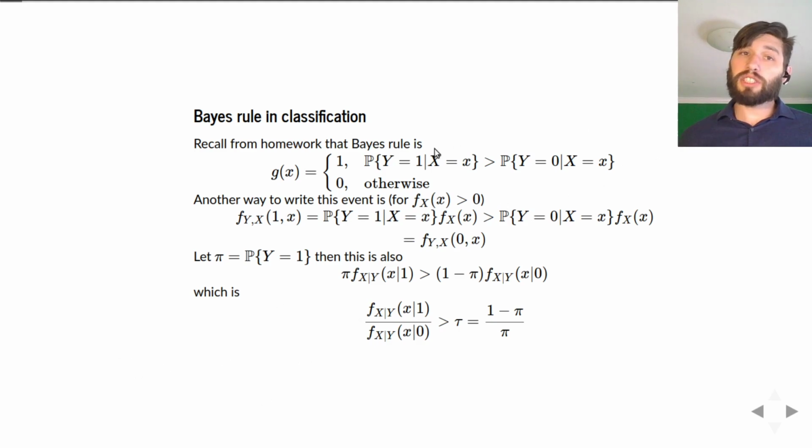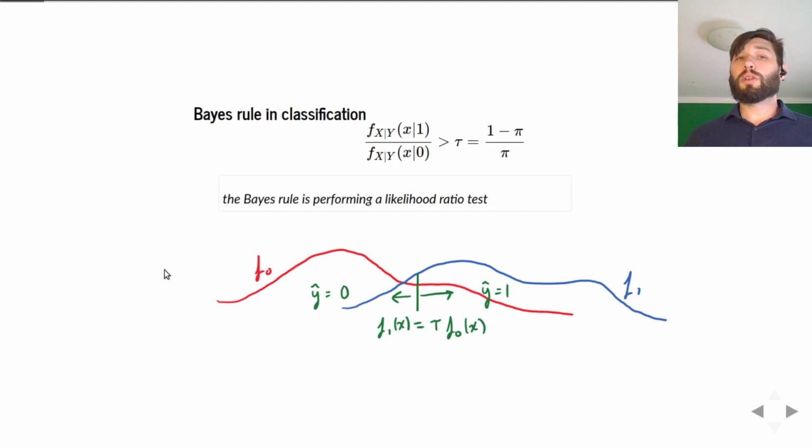Of course, the issue with the Bayes rule in classification is that it requires unknown information. Typically, we don't know what the joint density of x and y is, and this is unlike simple versus simple hypothesis testing, where we assume that we know what the densities are for the two hypotheses. So what do we do about this?